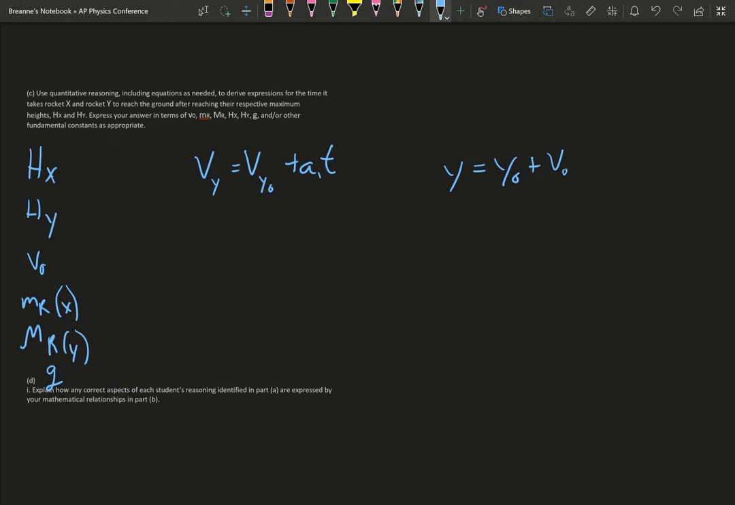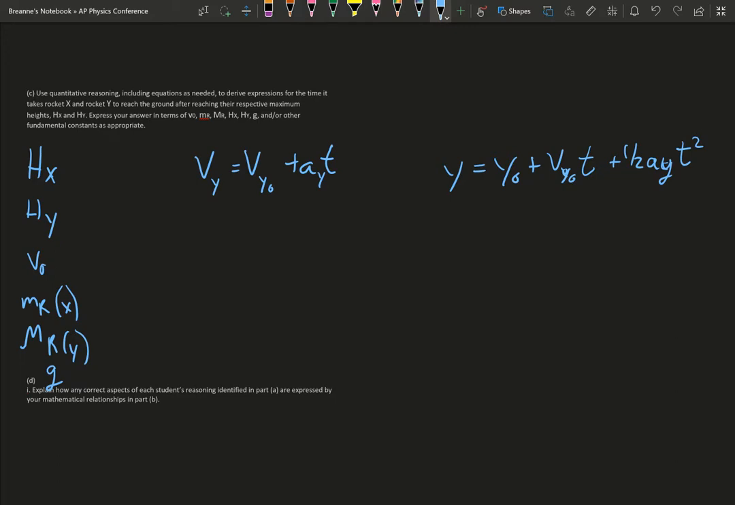Y naught y. There we go. V y naught times t plus 1/2 a y t squared. So we kind of have those two equations. And I think either one of them would work.